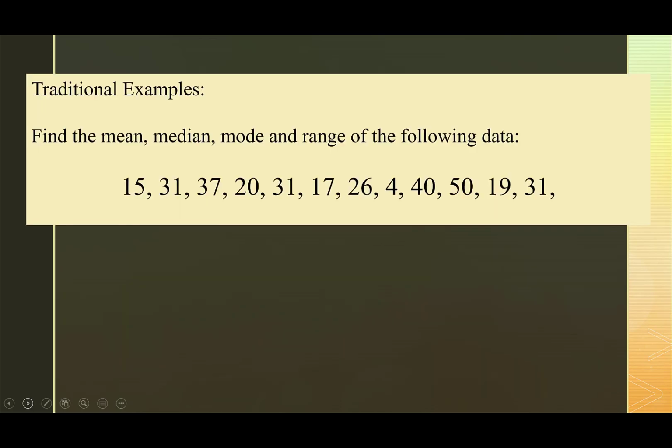This first example is what I would call a traditional example. It's a list of numbers, and it's asking to find the mean, median, mode, and range of the following data. I'm going to split the bottom part of the screen into 4 parts. We'll find the mean, median, mode, and range. Remember, there is a symbol for mean. It is X with a bar across.